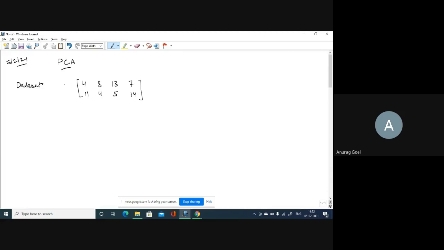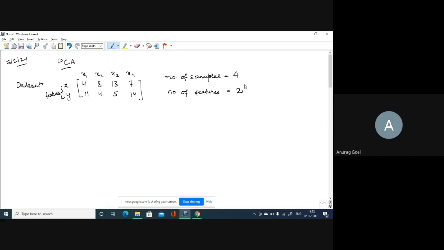Let's consider these two features, x and y. These are the features, and these are samples x1, x2, x3, x4. These are the four samples. So the number of samples is four, and the number of features is two. We want to find the first principal component for this data set.